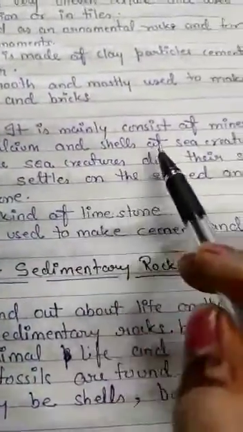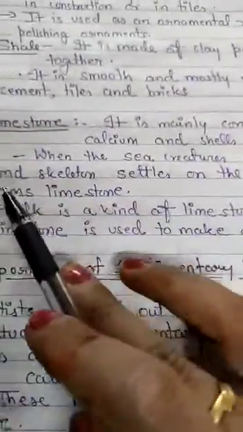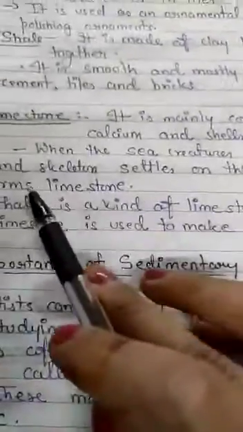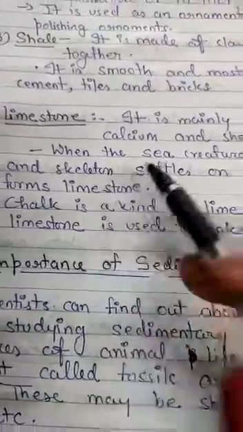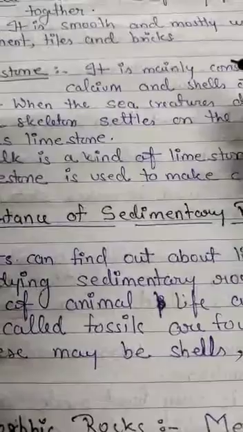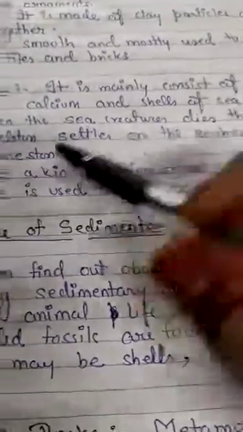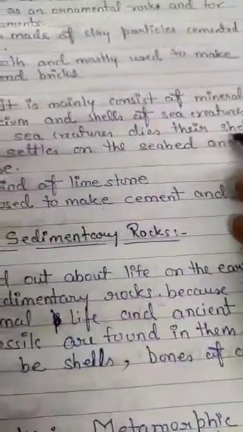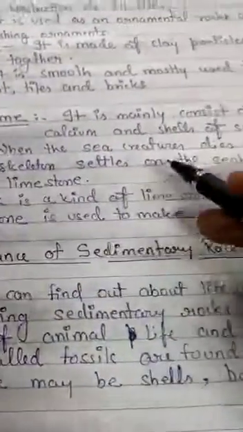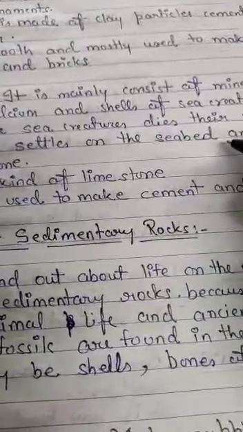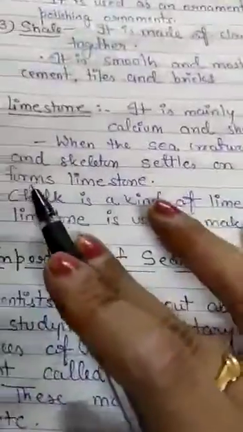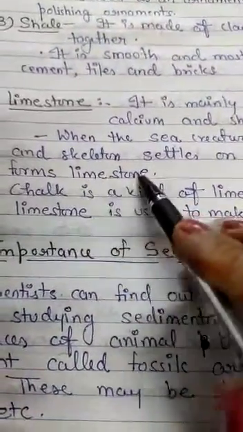When the sea creatures, or you can say water animals, die, their bones, or you can say skeleton, and shells settle, or go down, on the seabed, on the bed of the ocean or sea, and form limestone. They are converted into limestone.